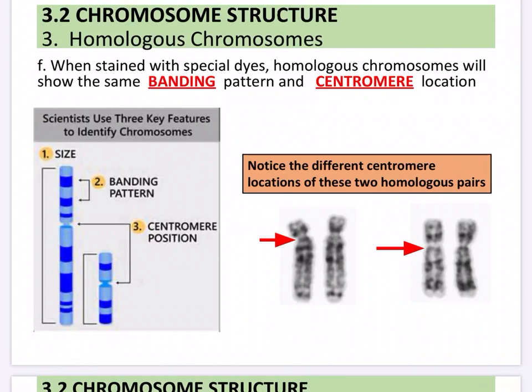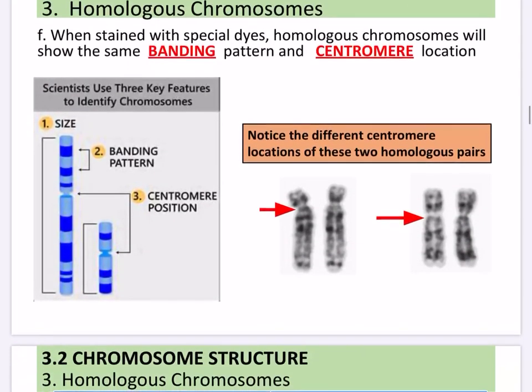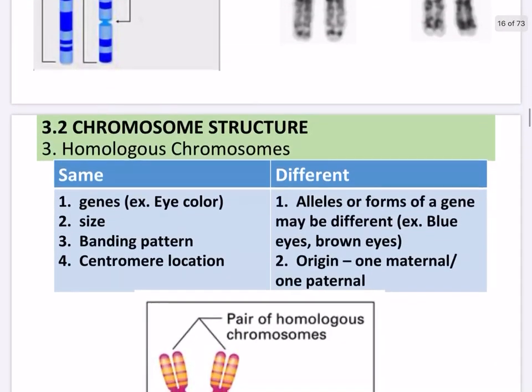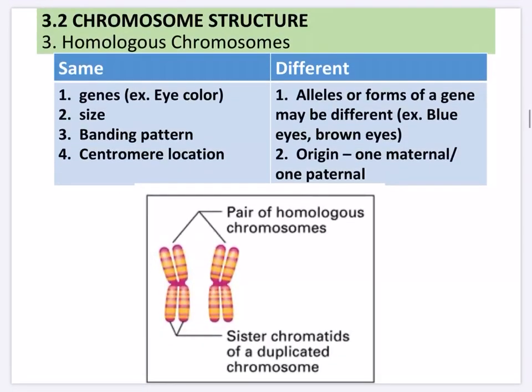When homologous chromosomes are stained with special dyes, they show the same banding pattern and the same centromere location. So the banding patterns you see are those darker areas. Both homologous chromosomes should look the same. And then you see where the centromere is of each of those pairs.